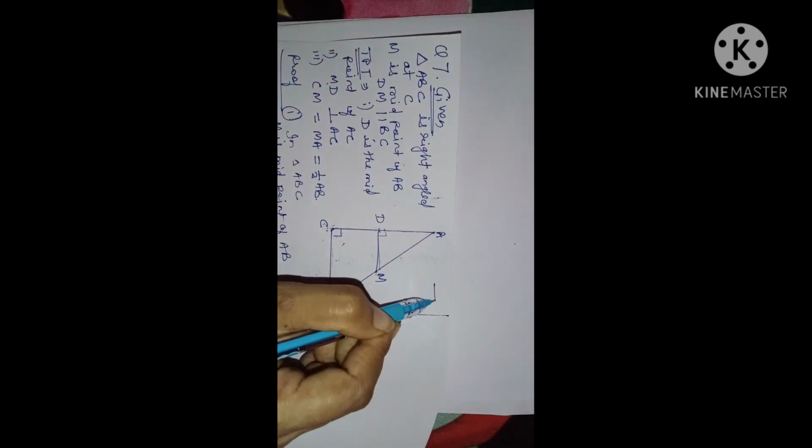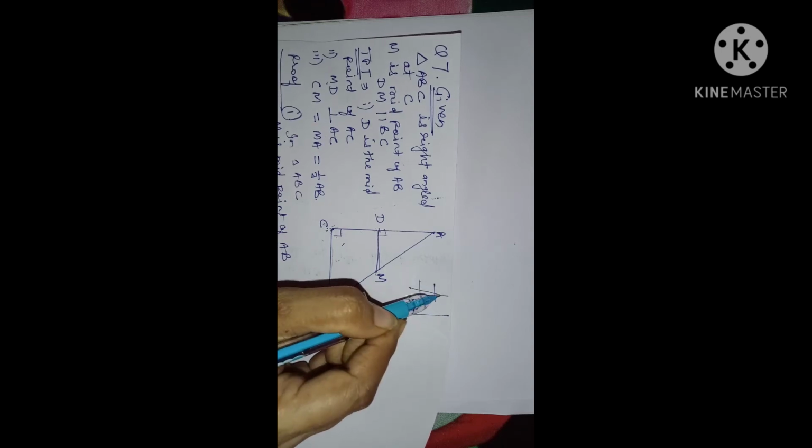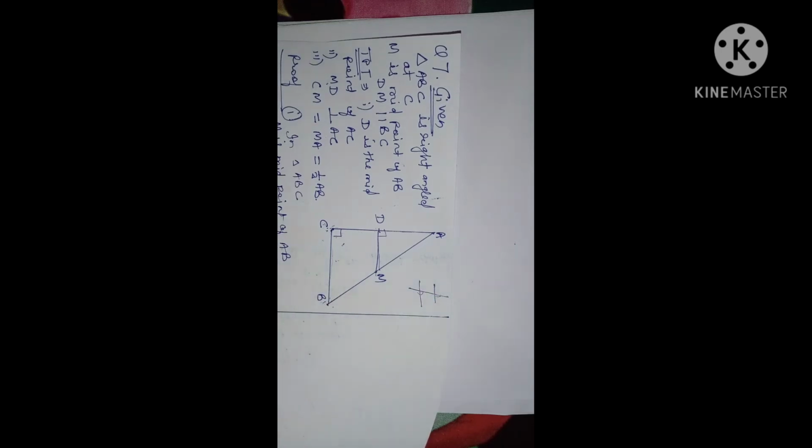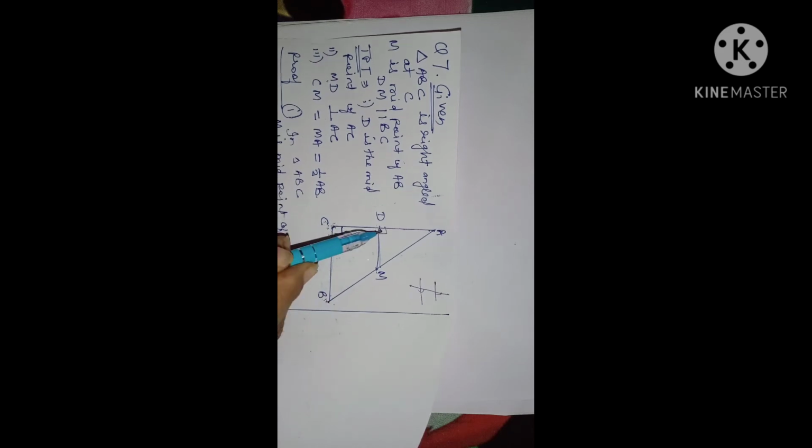Because suppose ये line और ये line parallel है तो हम इसे transversal कहते हैं, right? And you know that the corresponding angles are always equal in measure. So aren't these ADM and ACB corresponding angles? Yes, they are. So since C is 90 degrees, this ADM will also be 90 degrees. Hence it is proved that DM is perpendicular to AC.